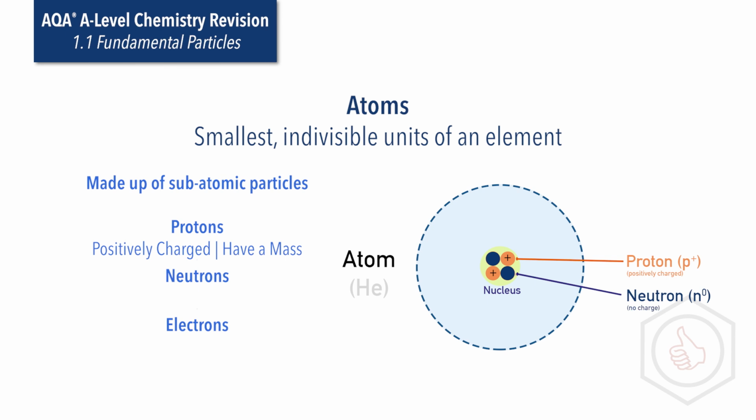Neutrons are neutral particles that don't have charge but do have mass. The number of neutrons in a nucleus doesn't affect the chemical properties of an atom, but does affect its mass. Electrons are negatively charged particles that exist around the nucleus in energy levels or shells. The arrangement and energy of electrons in an atom determines its chemical properties and behavior.